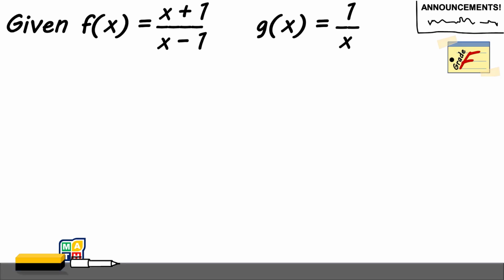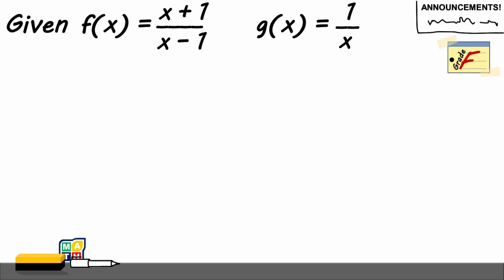Here, let's consider rational expressions as our functions. Our f of x is a rational expression given as x plus 1 all over x minus 1. And our g of x is also a rational expression, 1 over x. Here, we are going to solve for the sum and difference of these two functions.